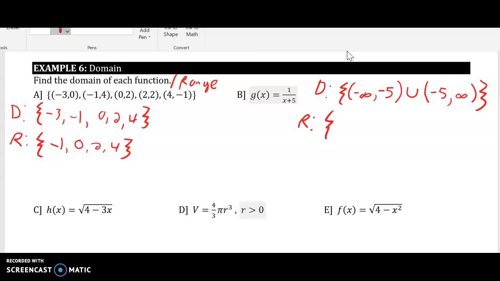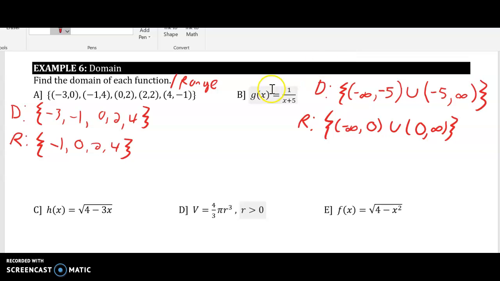What can't you get? Well, the fact that there's a 1 on the top of this fraction, you're never going to get it to be 0. 1 divided by a billion is still going to not be 0. So you can't get 0. So for my range, I can get really small numbers. I can't get 0. And I can get really, really big numbers. Again, if you were plugging them in.